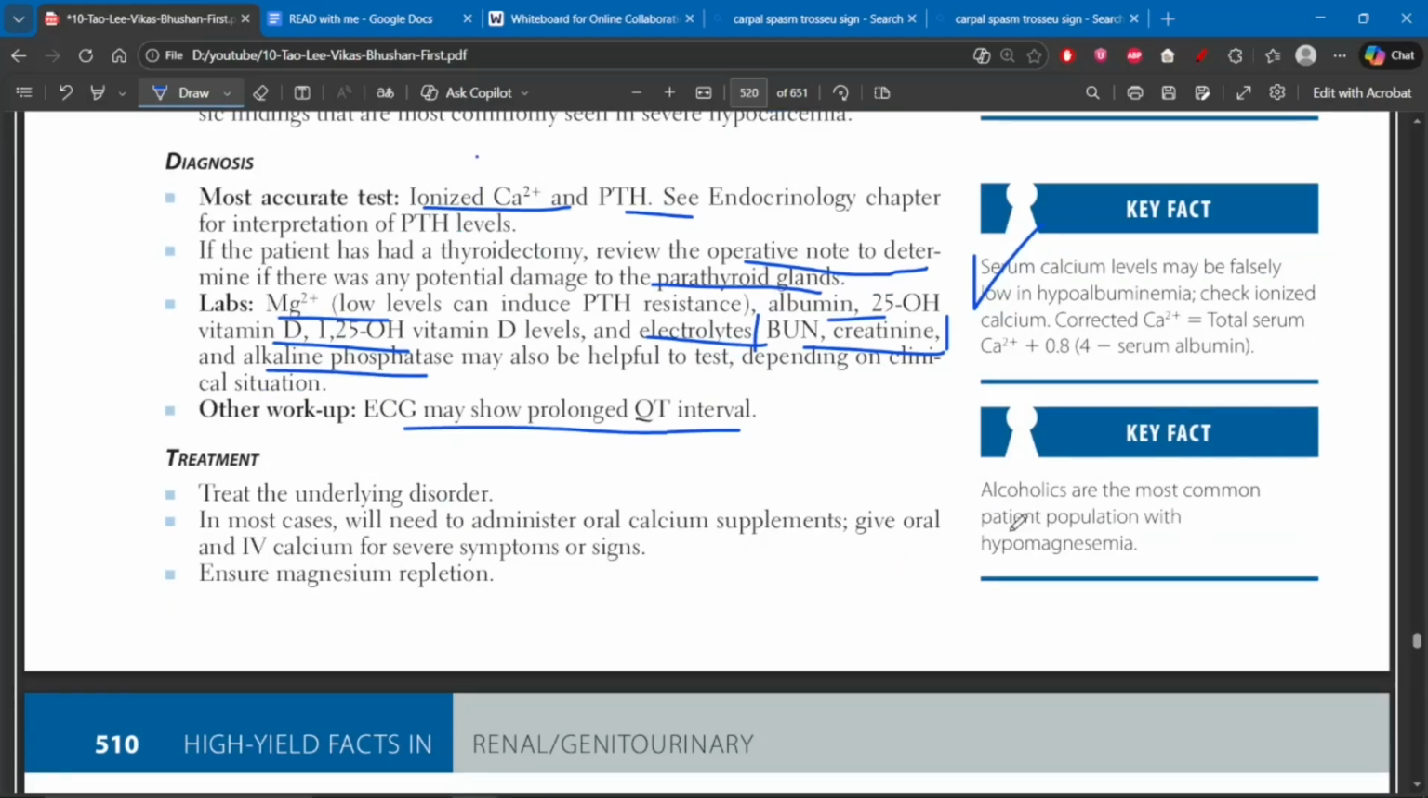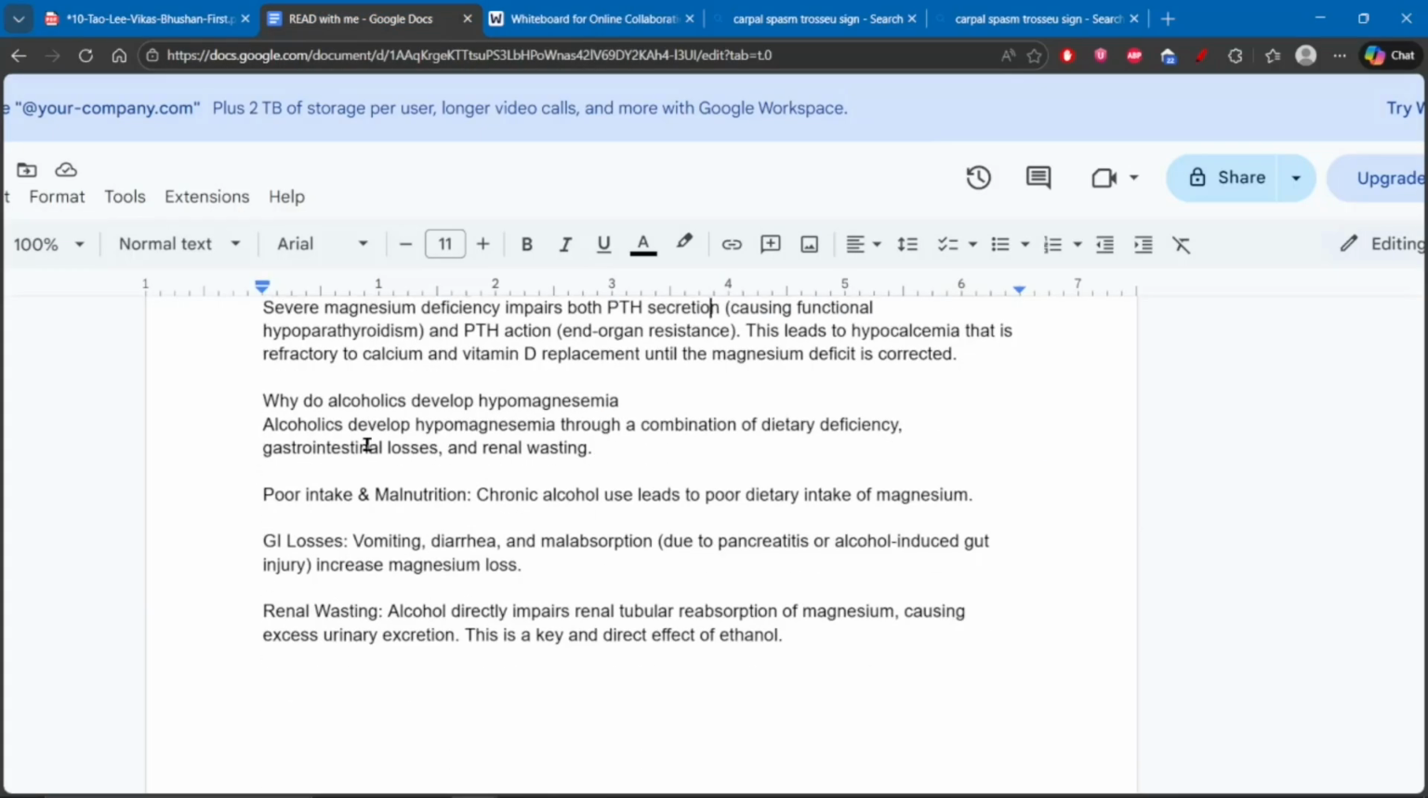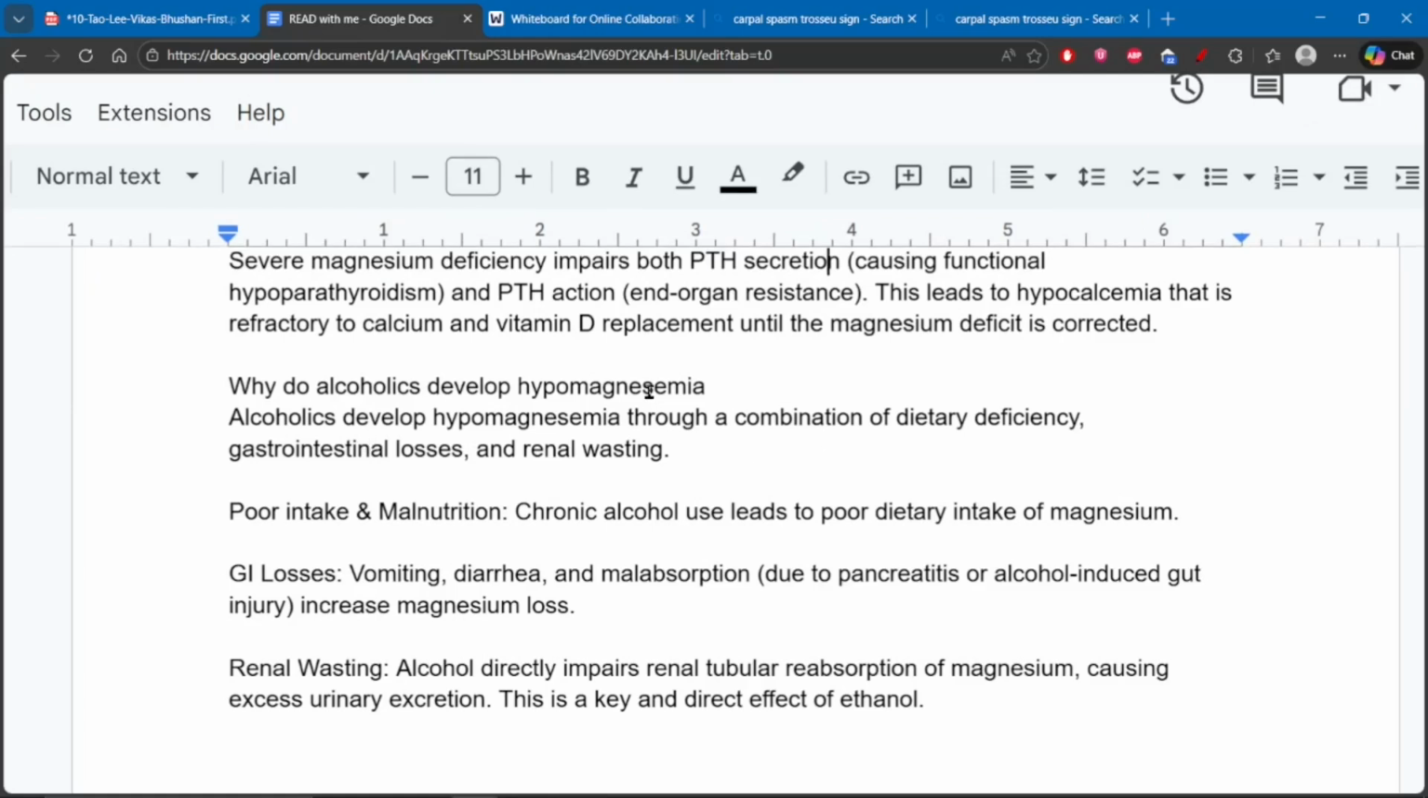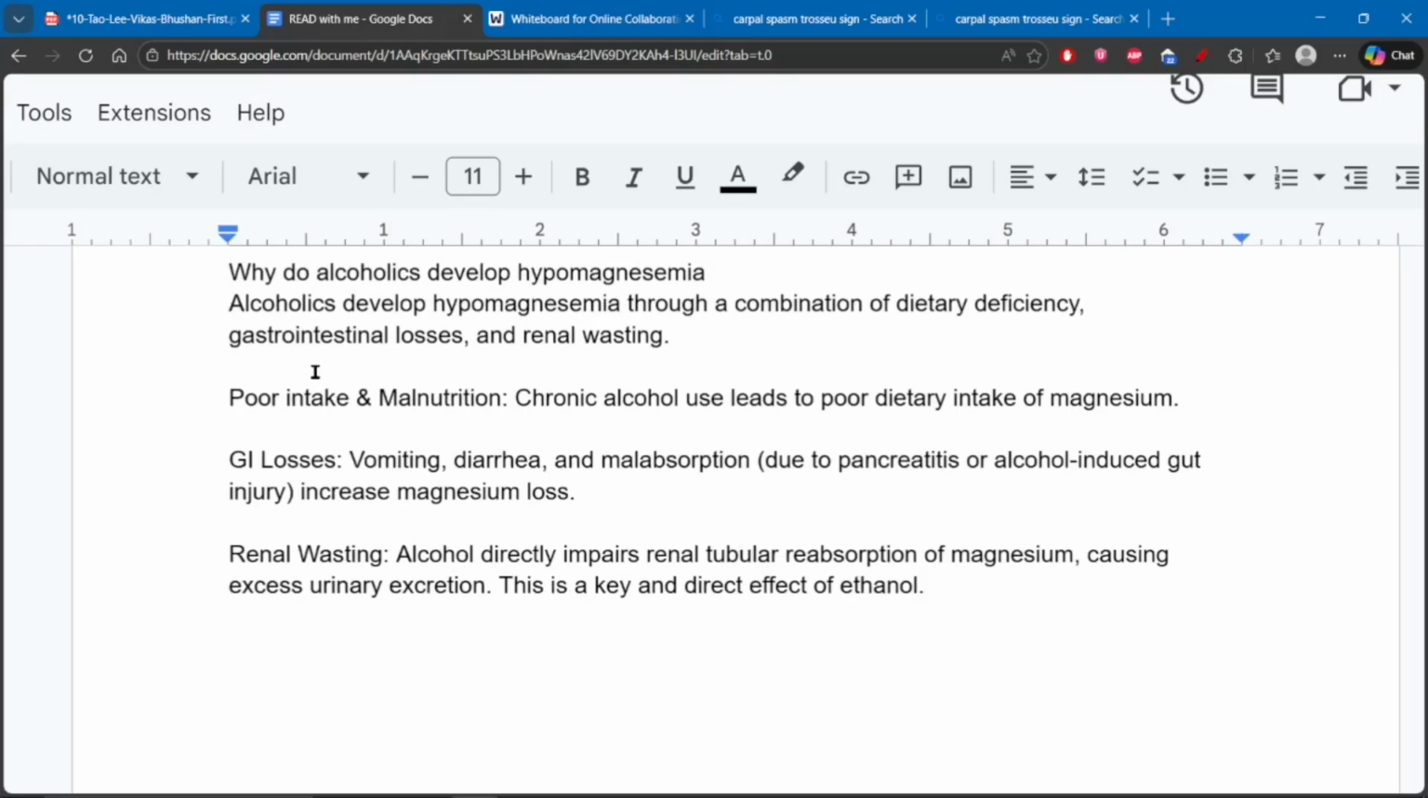Alcoholics are the most common patient population with hypomagnesemia. So why does this occur? Why are alcoholics more commonly vulnerable to hypomagnesemia? Does anybody have an answer for that? Well, I'll tell you. Why do alcoholics develop hypomagnesemia? It is because there are multiple mechanisms. First of all, they have poor intake and malnutrition. Alcohol leads to poor dietary intake.